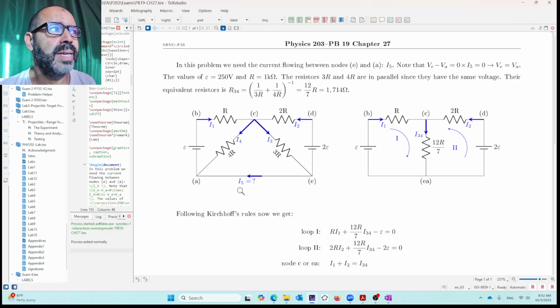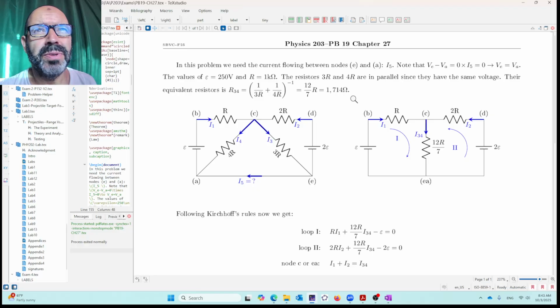Noting the fact that E and A have the same potential, that means that these resistors 3R and 4R are actually in parallel because they share one end with the same voltage VC, and these two points are only one wire, one point. So basically we combine them: the inverse of 3R and the inverse of 4R, the common denominator is 12, and 4 plus 3 is 7. So when you invert it, because remember that you're supposed to find the equivalent resistance between these two resistors, at the end it turned out to be 12 over 7R.